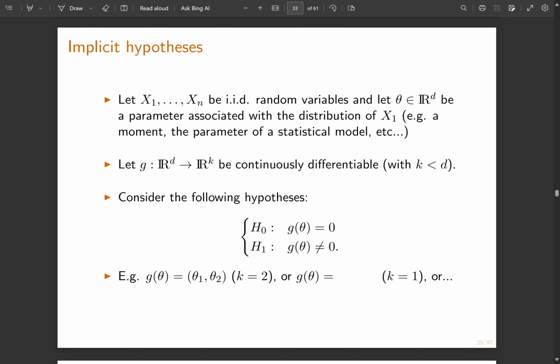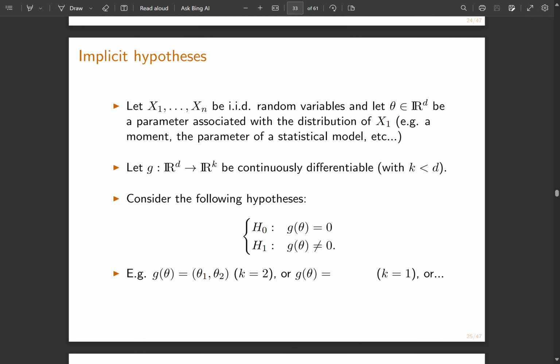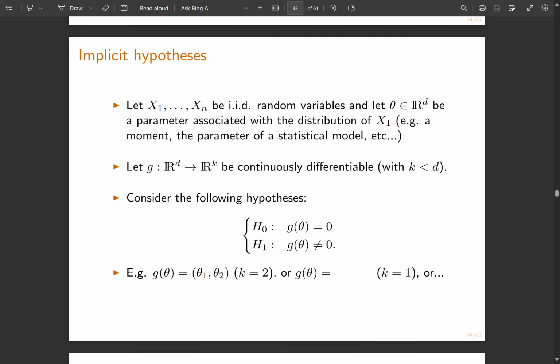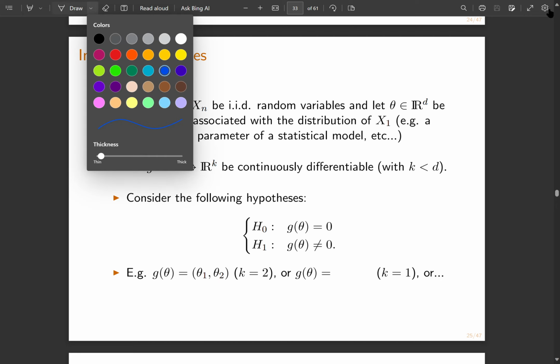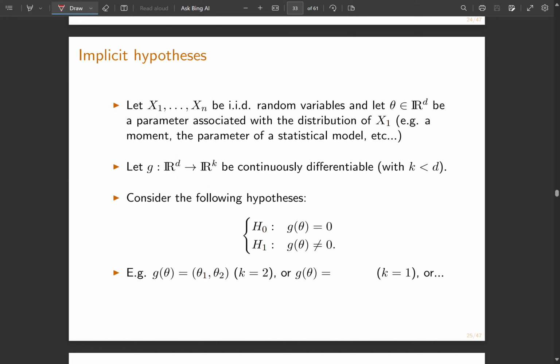Now let's say g of theta. Let g be the function here that takes a parameter theta, and it looks at the last k coordinates of the theta, and tries to do something about that.